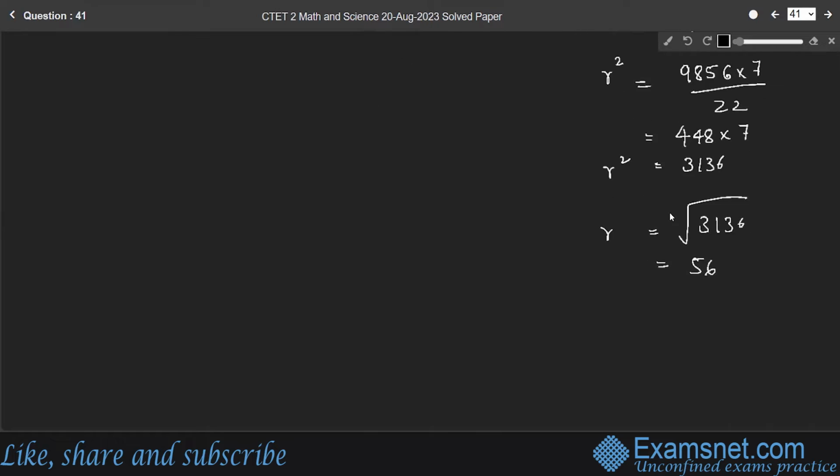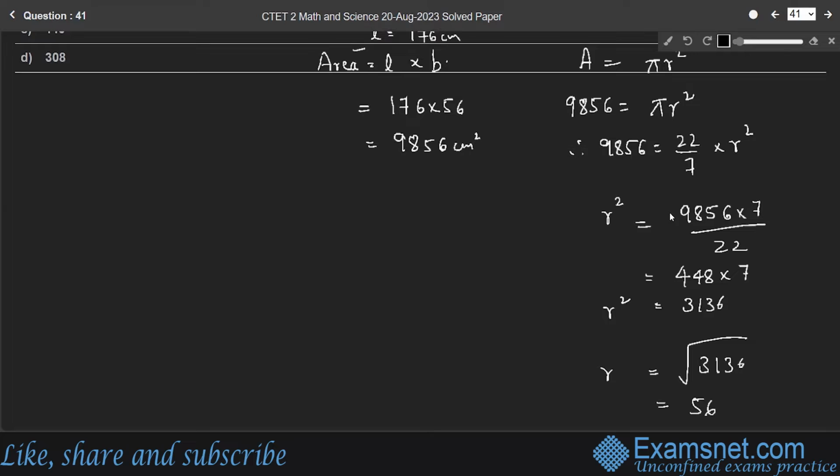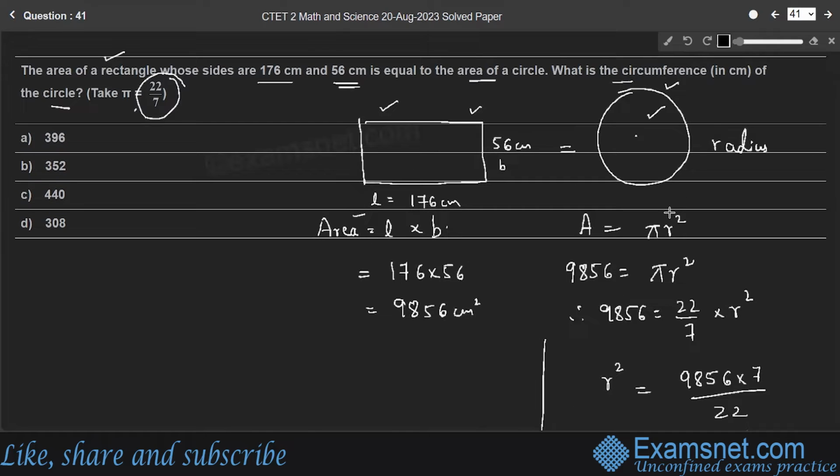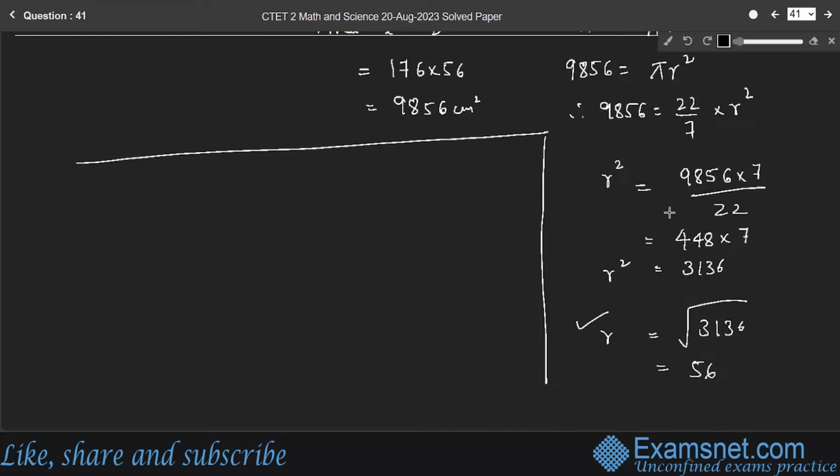So how to find the square root of a number by the division method? By considering its factors, right? So let us find the circumference. Circumference of the circle is 2 pi r. So I'll write here. Therefore, finally, we're going to find the circumference, which is equal to 2 pi r.